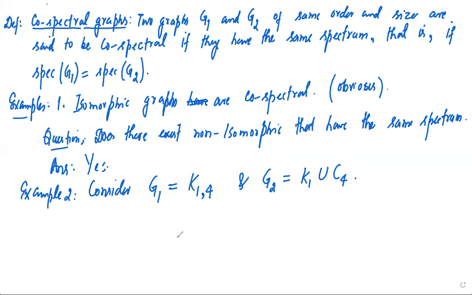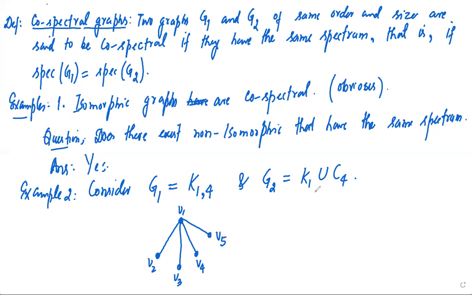Now this K1,4 is a graph of this form. It has 5 vertices and there is one vertex which is adjacent to the remaining 4 vertices. So this is the vertex which is adjacent here. Let's call the vertices V1, V2, V3, V4, and V5. So this is our graph G1.